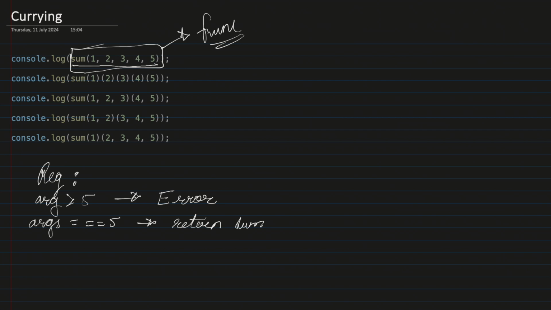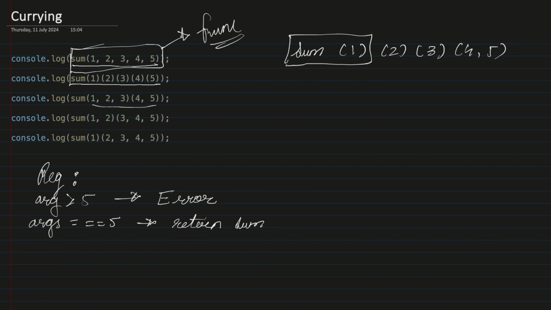Now let's see. There are 5 brackets over here. There are 2 brackets, means 2 function calls. There are 5 function calls here. So let's break it down. Let's suppose this is sum(1, 2, 3, 4, 5). Now if only this was given, then that's fine. That is very simple for us. This is our routine sum function.